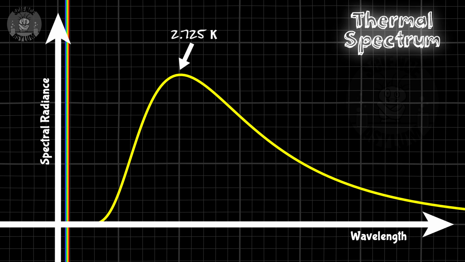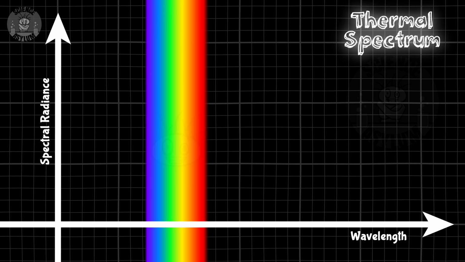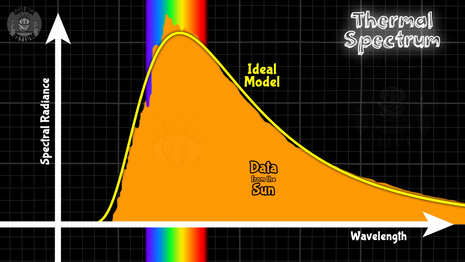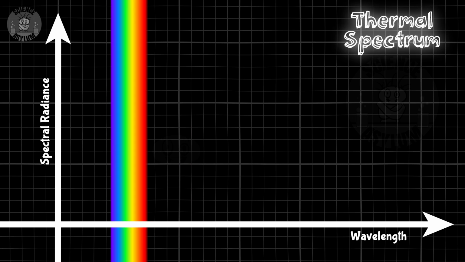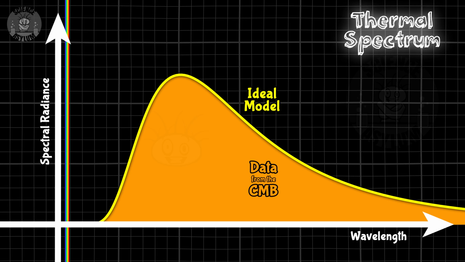And let me tell you, this spectrum is as close to perfection as you can get. Just to give you an idea of how perfect, this is the sun's thermal spectrum, compared to the ideal curve based on its temperature. It might be close enough to call the sun a black body, but it's not perfect. Doing the same comparison for the CMB gives us this. Look how beautifully it matches. Good stuff. It's as close to a perfect thermal spectrum as you're gonna get.